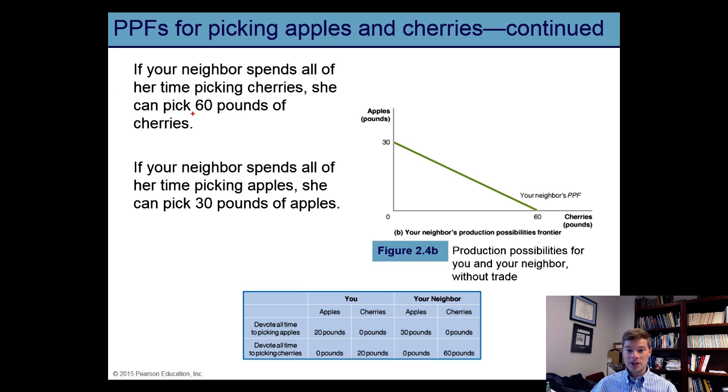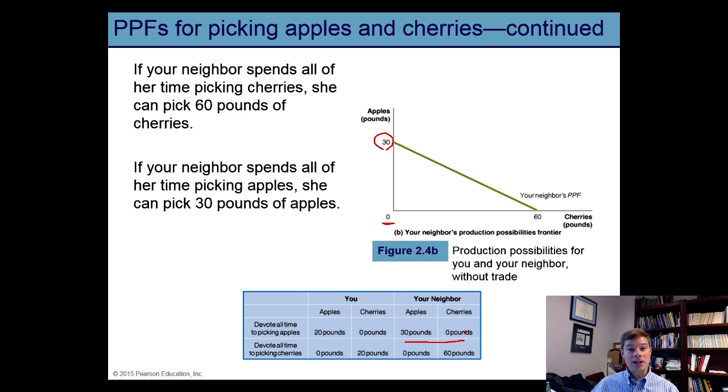For example, this production possibilities frontier shows us that if your neighbor spends all of her time picking apples, she can pick 30 pounds of apples, but that would leave no time with which to pick cherries. So 30 pounds of apples corresponds to 0 pounds of cherries.